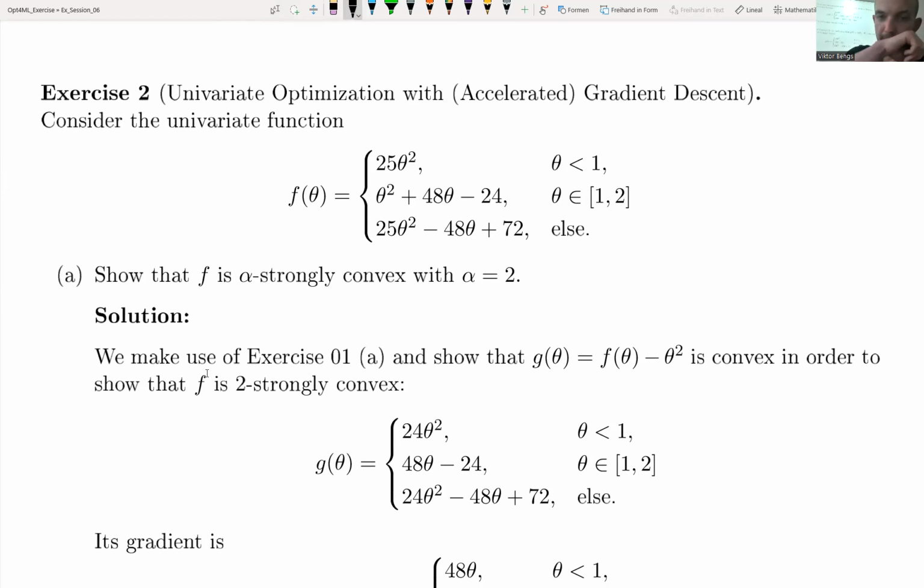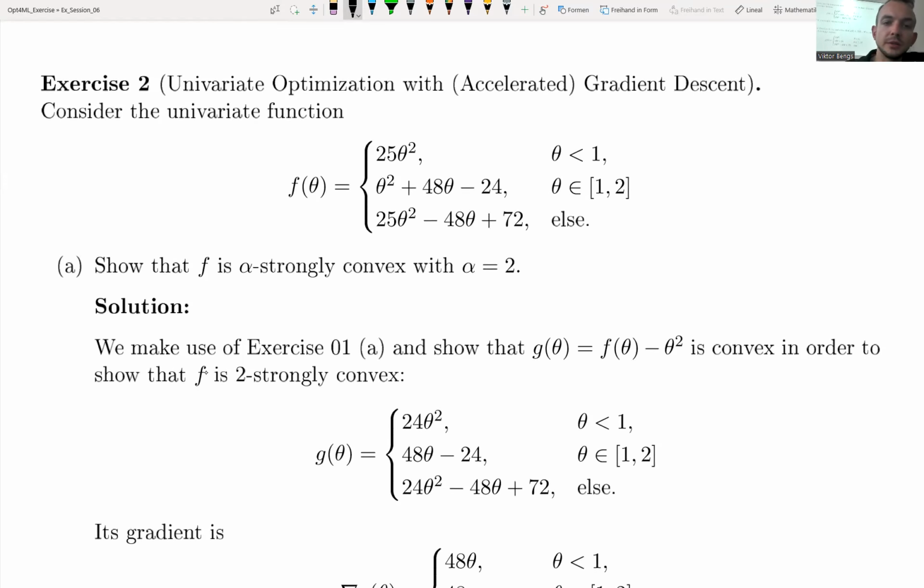All right, so then let's see what we have here. We have a univariate function which is decomposed into 3 parts. The first part is a pure quadratic function when theta is smaller than 1. If we are between 1 and 2, this is still a quadratic function, but where we also have a linear term and a constant term. And when theta is strictly greater than 2, we still have a polynomial, but with different coefficients.